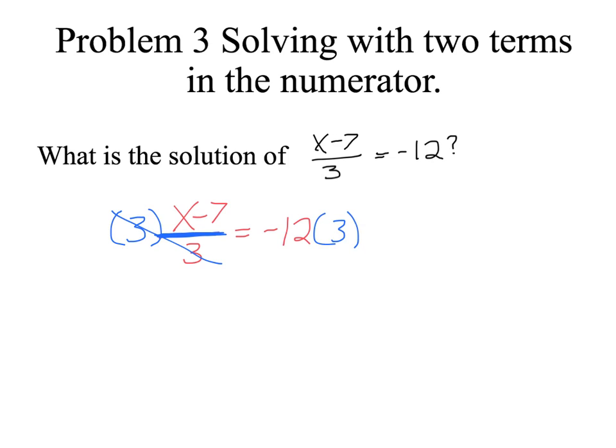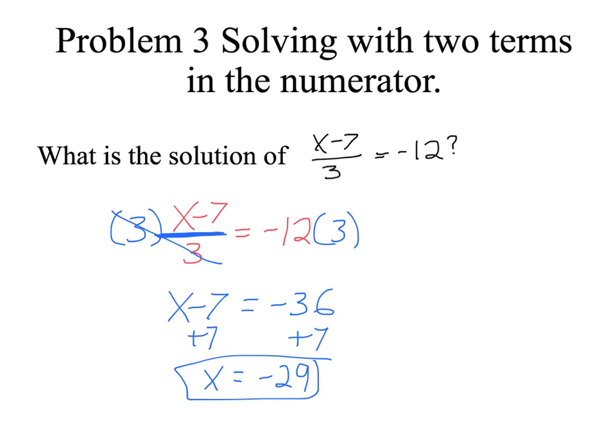So on the left side, all I have left is x minus 7, and over here I have negative 36. And then it's just a one-step equation, and you just need to add 7 to both sides. And negative 36 plus 7, that's going to equal negative 29.